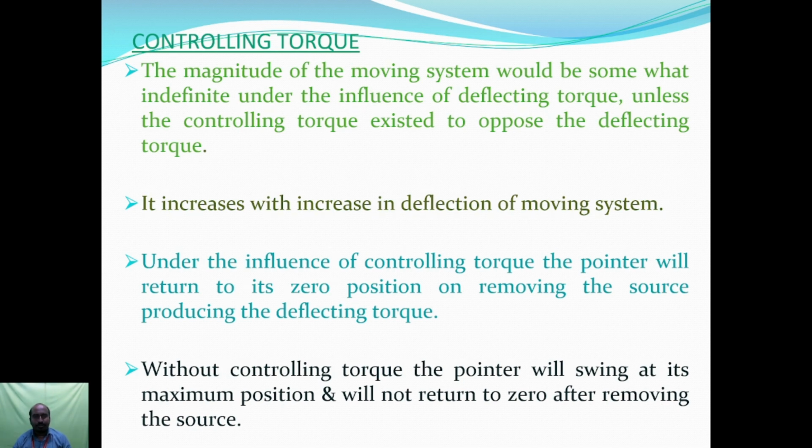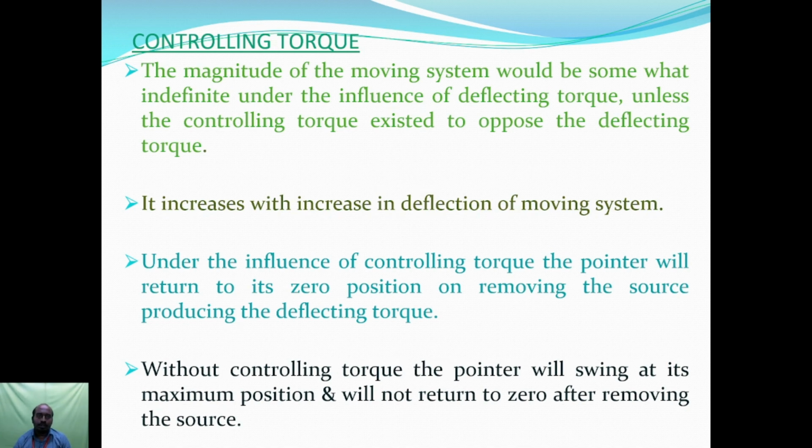So the controlling torque is defined as the magnitude of the moving system. The deflection would be somewhat indefinite under the influence of the deflecting torque. I have already said it may be indefinite unless a controlling torque exists to oppose the deflecting torque. So it increases with the increase in deflection of the moving system. As the deflection increases, the controlling torque needed also increases.